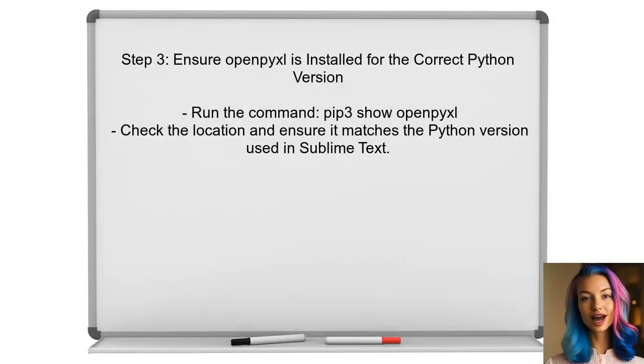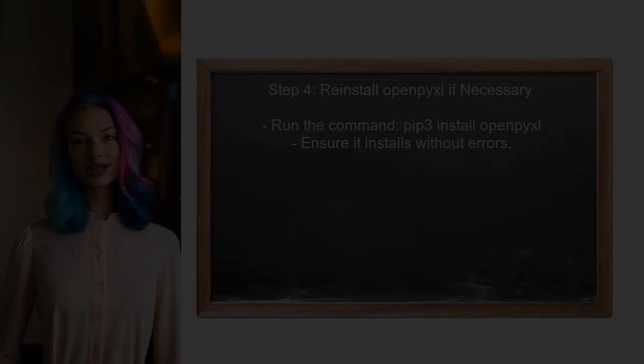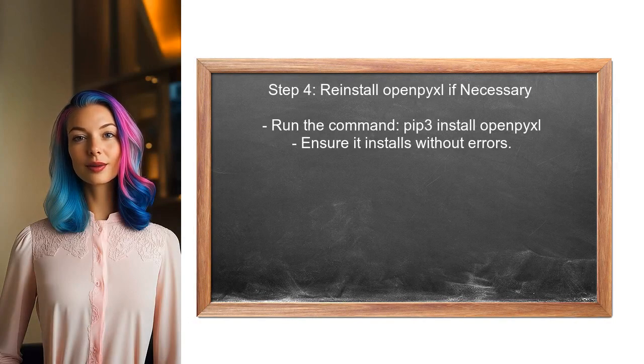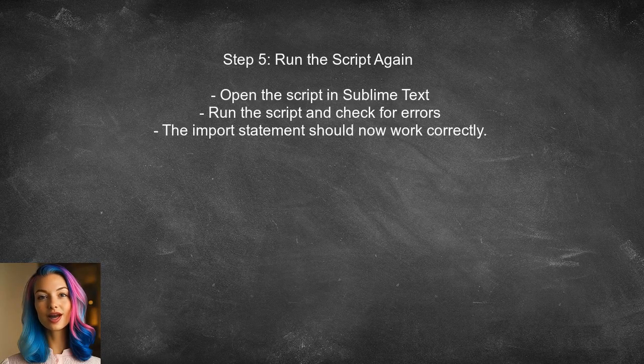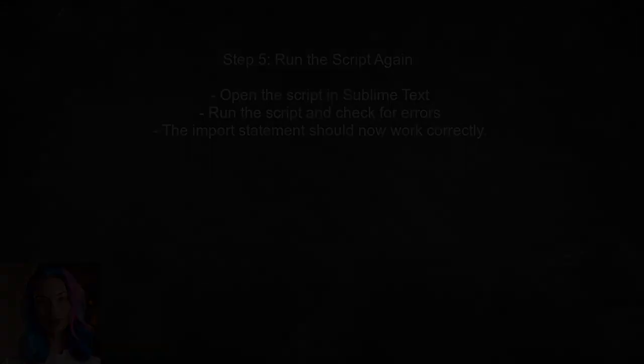After confirming the interpreter, the user should ensure that the openpyxl module is installed for the correct Python version. They can do this by running a specific command in the terminal. If the module is not found in the correct location, the user may need to install it again using the pip command associated with the Python version used in Sublime Text. Finally, the user should try running the script again in Sublime Text. If everything is set up correctly, the import statement should work without any errors.